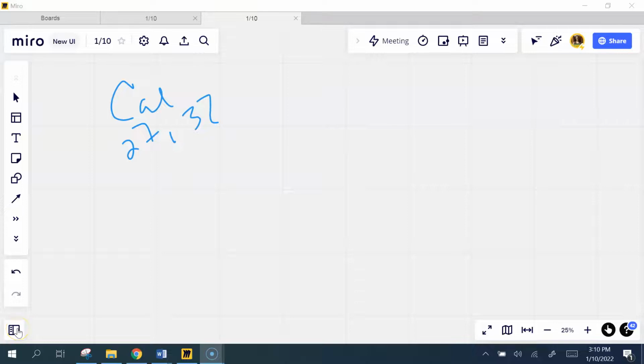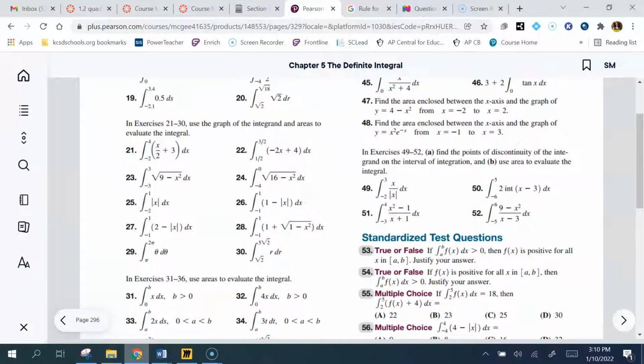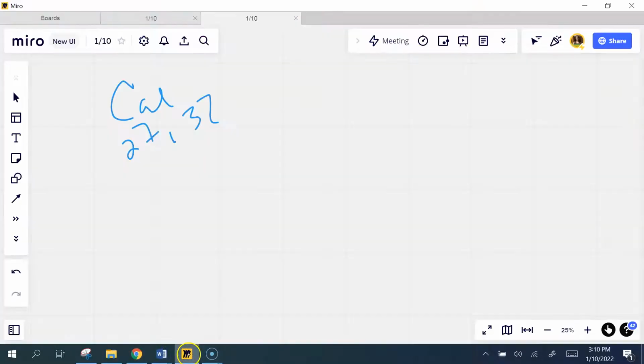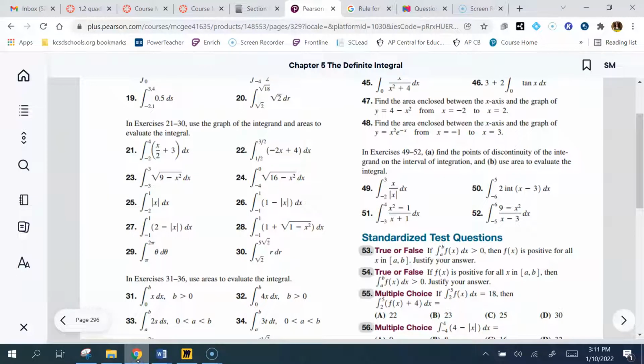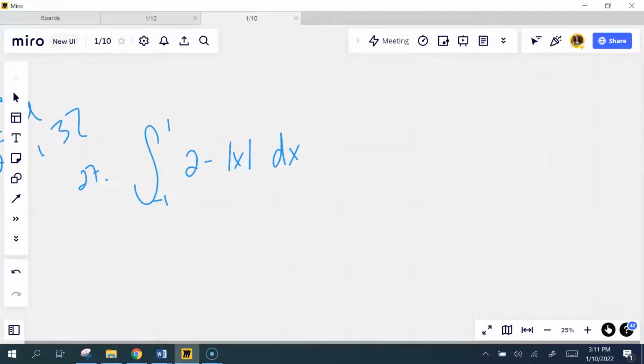All right, so first things first, y'all had a couple questions about your homework. I just wanted to work those out real quick. So 27 was one of them. 27 was the integral from -1 to 1 of 2 minus the absolute value of x dx. So again, I want to graph this and see what this picture looks like.